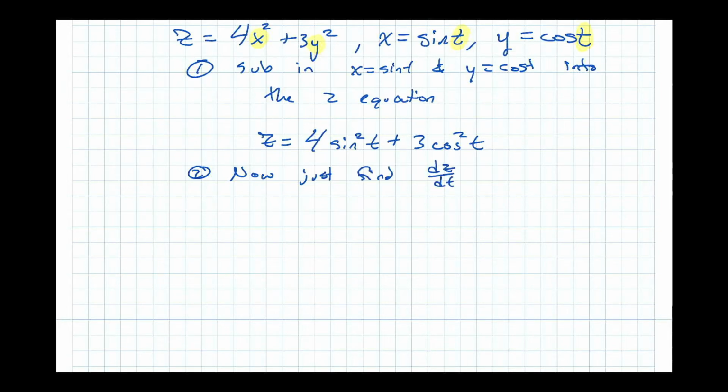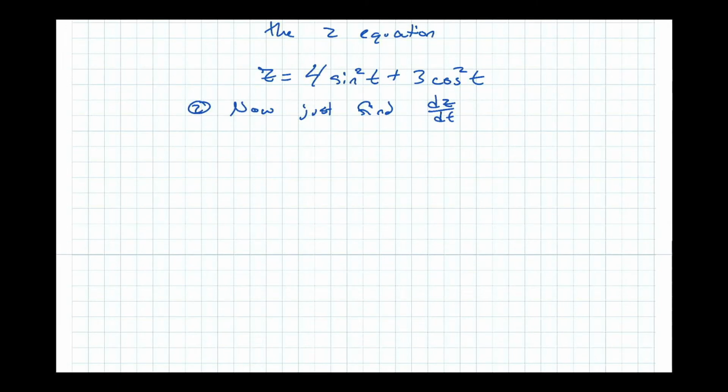Right? And you don't need any complicated calculus 3 rules. You're just going to take this derivative with respect to t. So dz/dt is 4. And then for this is sine t squared, right? You could write it this way.